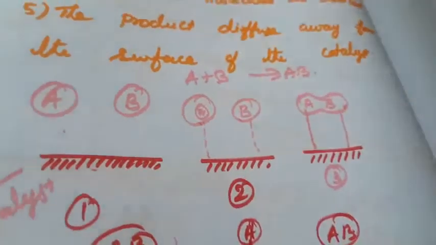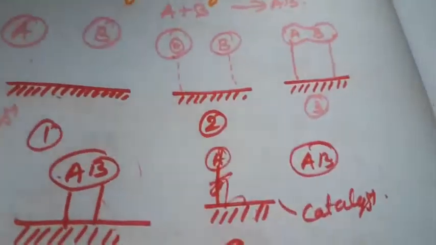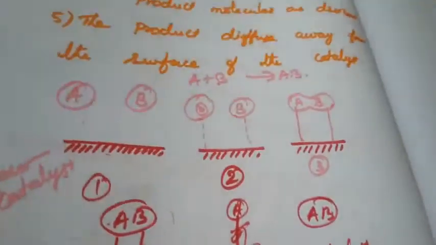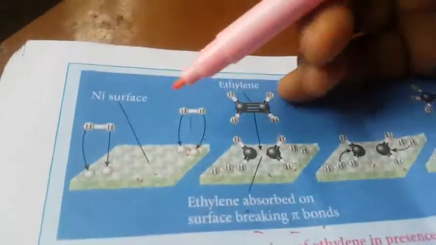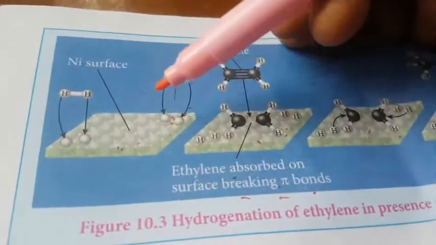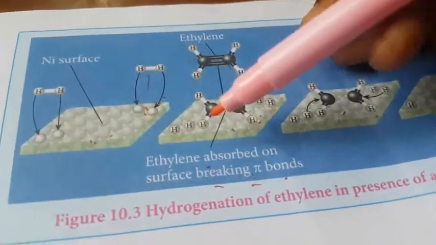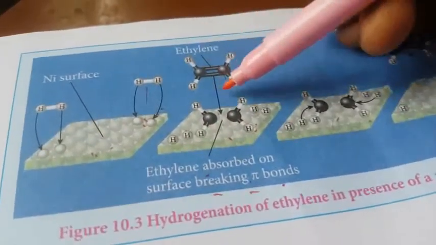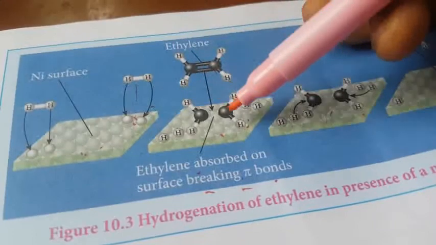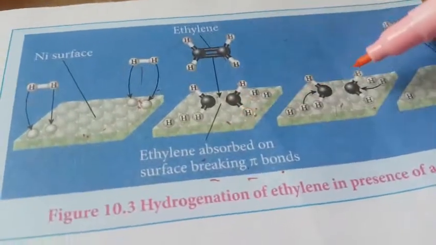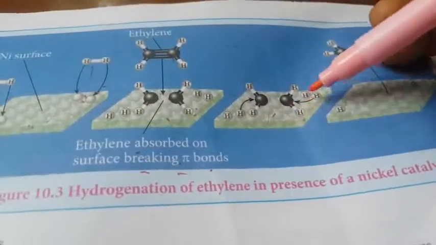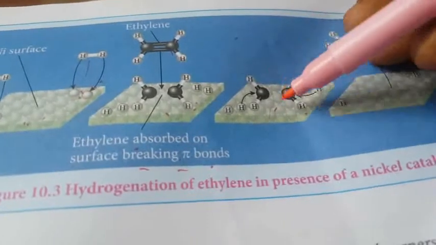In your textbook they give a different diagram for the adsorption theory. This is the general representation. In the textbook diagram, this is the nickel surface, and two hydrogen molecules are adsorbed on the surface. Then the ethylene reactant adds with that, and an ethane complex compound is formed, that is the activated complex.